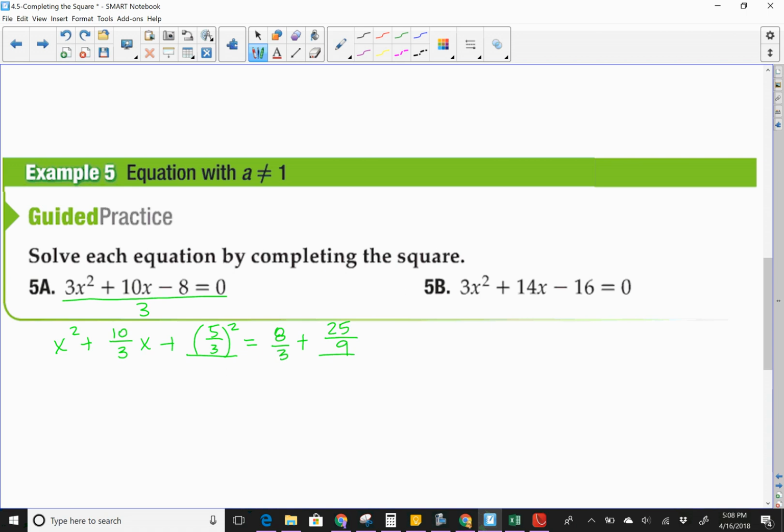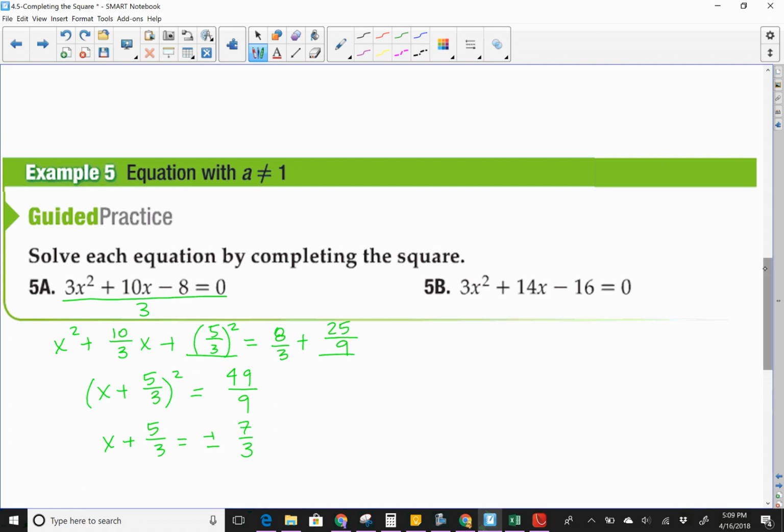Okay, then I factor. So if you write it like this, it makes your factoring much easier. So that's (x plus 5/3) quantity squared equals 8/3 plus 25/9 is 49/9. And take the square root of both sides. x plus 5/3 equals plus or minus 7/3.